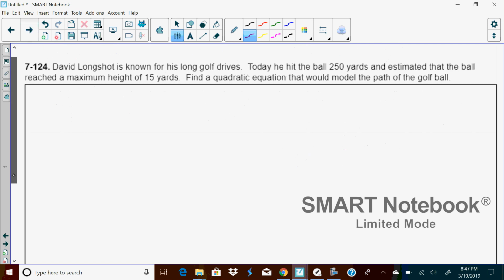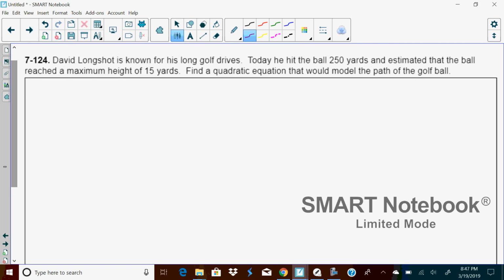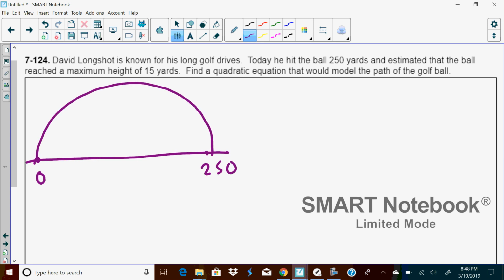The last problem says, David Longshot is known for his long golf drives. Today he hit the ball 250 yards and estimated the ball reached a maximum of 15 yards. Find a quadratic equation that would model the path of the golf ball. So my golf ball started here at 0. It went a total of 250. So it went up. The maximum height is going to be 15. So the midpoint, or the vertex, is going to be 125.